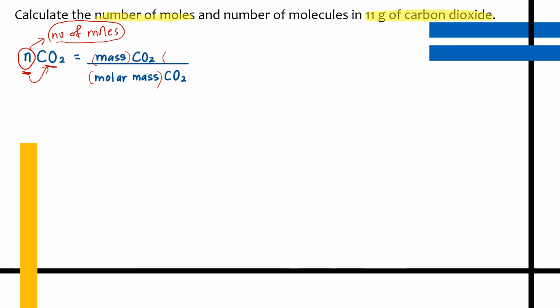Yang mana mass of carbon dioxide unit mesti gram, molar mass of carbon dioxide unit mesti gram per mole. Okay. So mass of carbon dioxide 11. Molar mass of carbon dioxide awak boleh kira sendiri, yang mana molar mass of 1 carbon atom plus molar mass of 2 oxygen atoms. So dapat macam mana? 11 gram over 44 gram per mole. And then you will get the answer as 0.25 mole carbon dioxide.